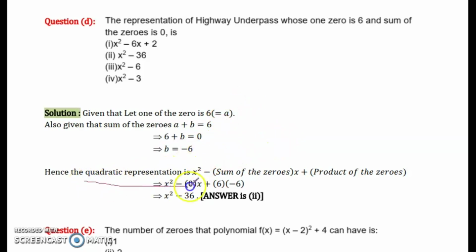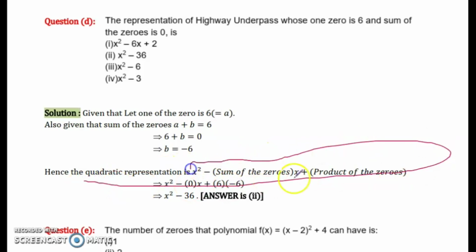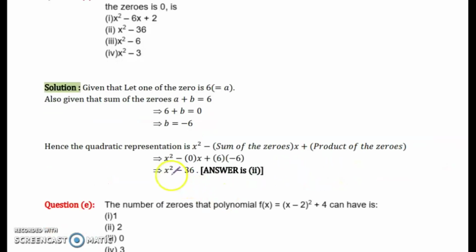Therefore what is the quadratic representation? That is x square minus sum of the zeros into x plus product of the zeros. Therefore put all the answers here. That is x square. What happens to sum of the zeros? That is 6 plus minus 6. It is going to be 0. What is going to be the product? That is 6 into minus 6. Therefore what is our final answer? x square minus 36. Therefore our correct answer is x square minus 36. That is going to be option 2.